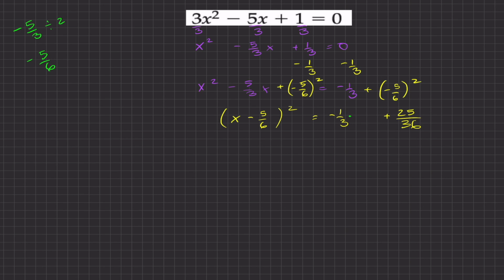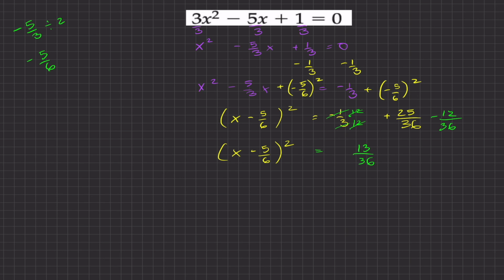We're going to have to multiply this by 12. And I'm just going to put the result on the right side. Negative 1 times 12 is negative 12. And 3 times 12 is 36. Common denominator. So that simplifies to 13 over 36 equals x minus 5/6 squared.